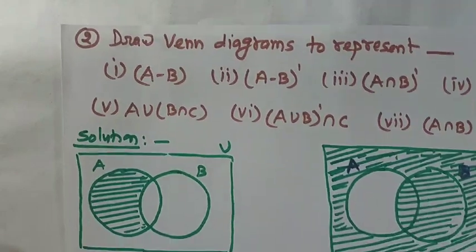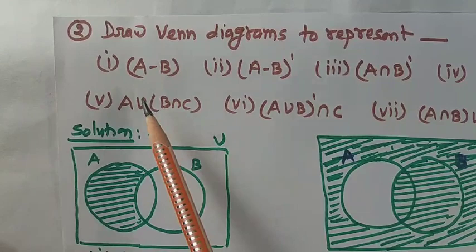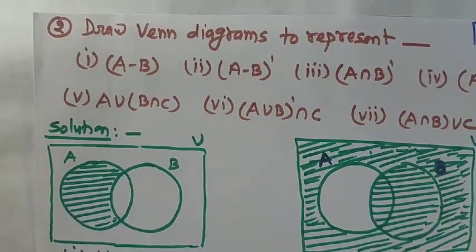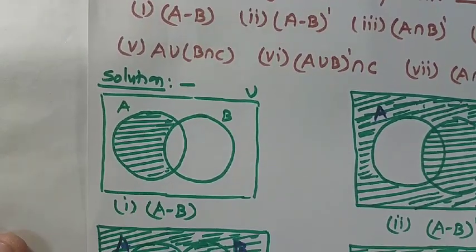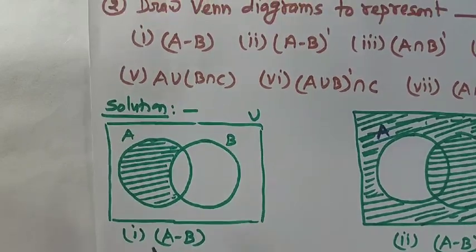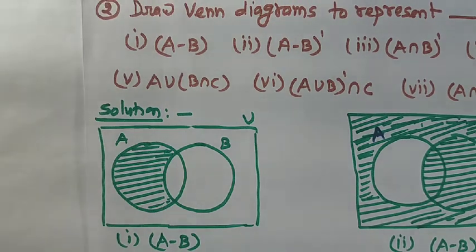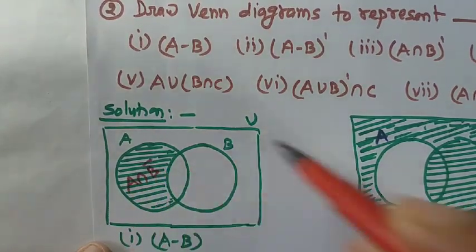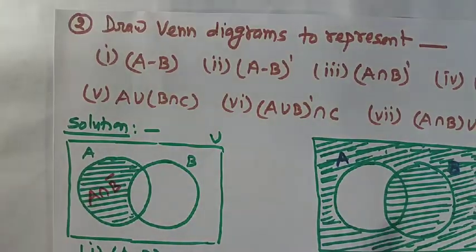After that, we have to also draw the Venn diagram to present A minus B dash, A intersection B dash. We will also try to make these values with the help of a Venn diagram. So firstly A minus B. So we can see here A minus B, which are present in A but not in B. So this whole portion which is present in A but not present in B is also A intersection B complement.